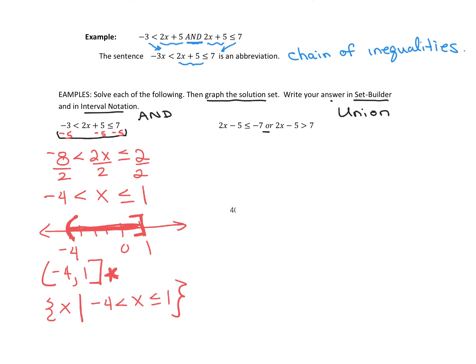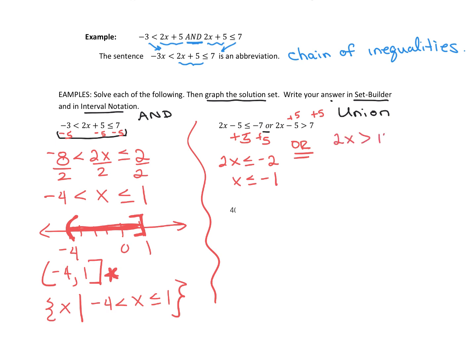All right, let's take a look at the next one. This one is an or statement. So again, I'm not looking for the intersection here. I'm looking for the union of the two sets. So I'm going to add 5. I was ahead of myself. 2x is less than or equal to negative 2. And dividing by 2, x is less than or equal to negative 1. Or, for this part, I'm going to add 5 and get 2x is greater than 12, or x is greater than 6.